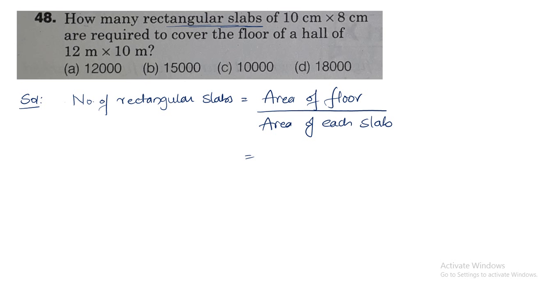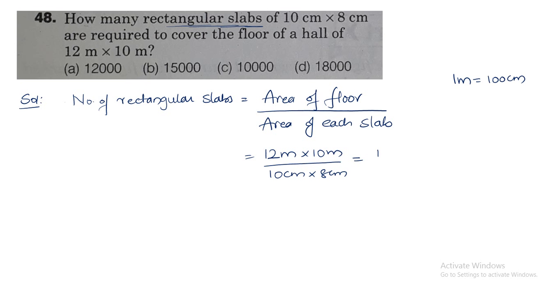Okay, what about the area of floor? Area of floor is 12 meters into 10 meters divided by the area of each slab. Area of each slab means directly multiplying 10 centimeters into 8 centimeters. But can you cancel these two? We cannot do simplification because both have different units. Either you change meters into centimeters or centimeters into meters. Here I am going to convert meters into centimeters. What is the value of 1 meter? 1 meter is equal to 100 centimeters.